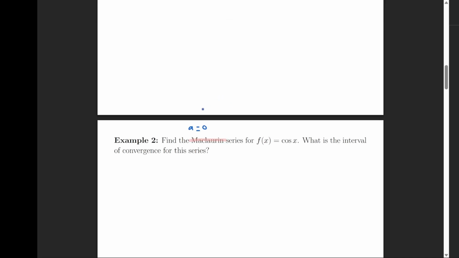I'll write that right here. So f(x) is going to equal the summation of f, the n-th derivative at 0, over n factorial, times x to the n. And boom. So this is what we have, right?